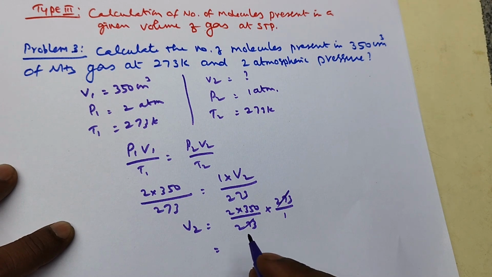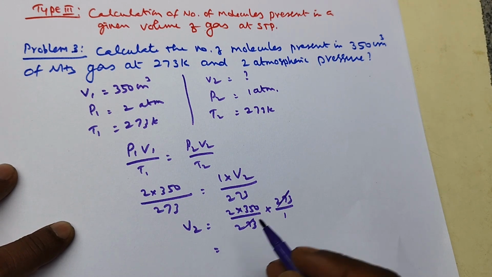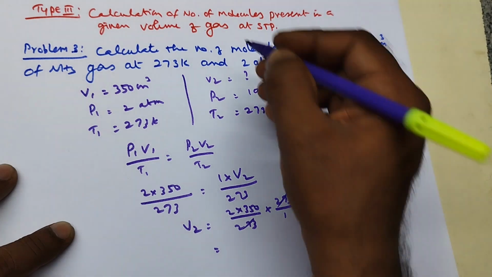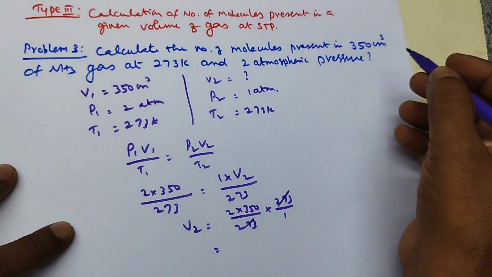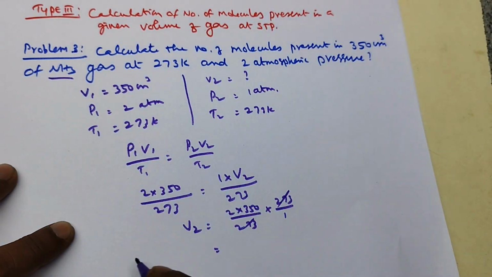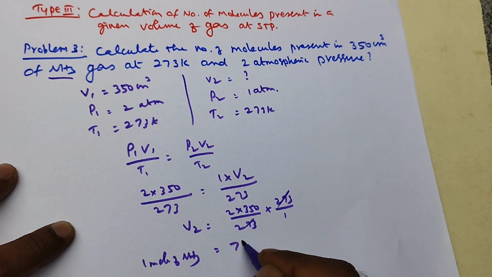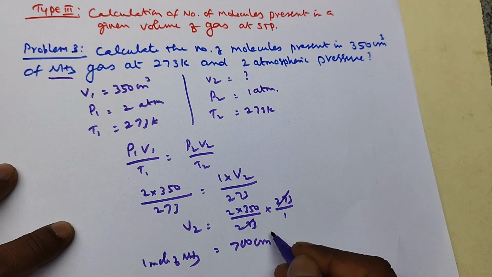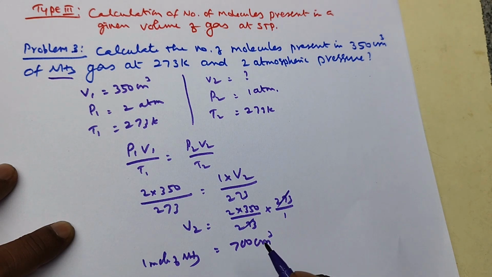Now, which gas is here? The given gas is ammonia, and we have to find the number of molecules. So for ammonia gas, the volume we get is 700 centimeter cube. Here this is V2.